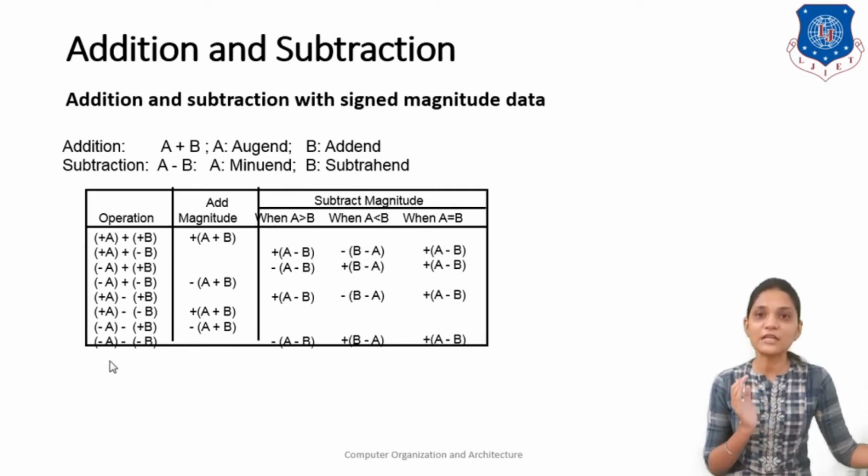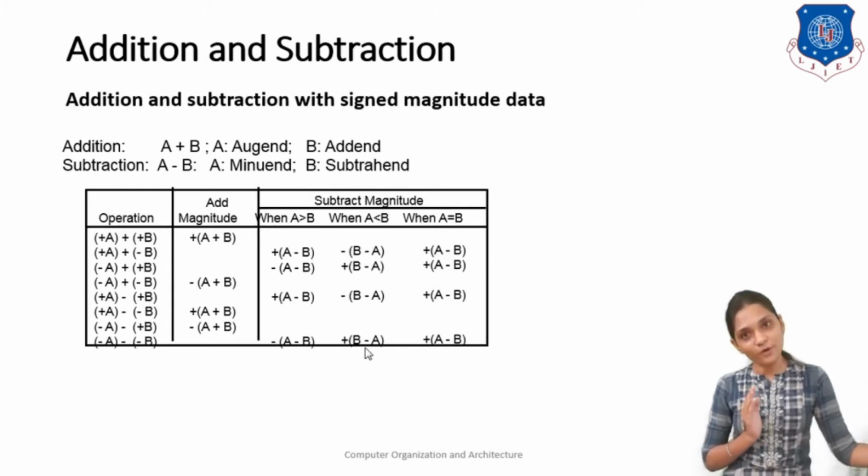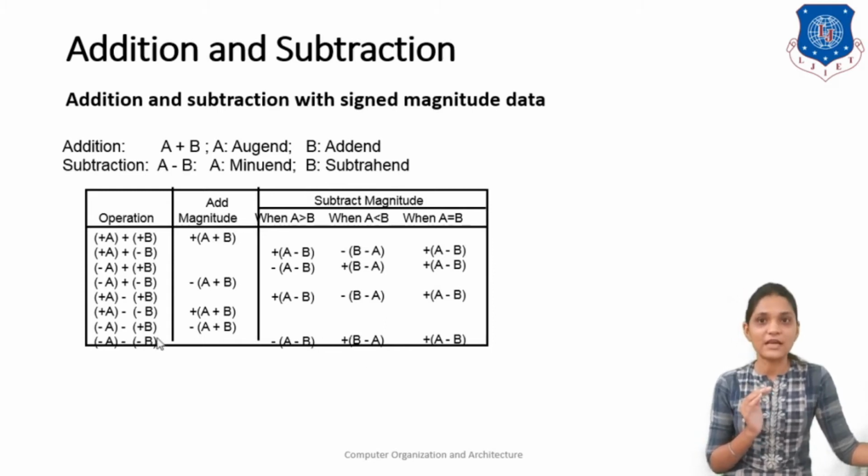And similarly for the last case, if your A is negative, B is negative, and the operation given is subtraction, that means you are going to do the subtraction operation, but the result will depend upon whether A is greater than B or A is less than B. If A is greater than B, then your sign will be negative. And if A is less than B, then your sign will be positive. That means your sign will be of B, and B is having positive sign. Okay, so your sign will be positive, B minus A.